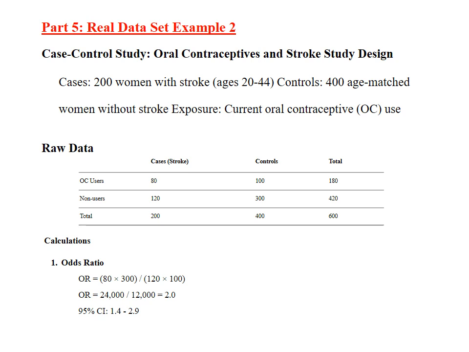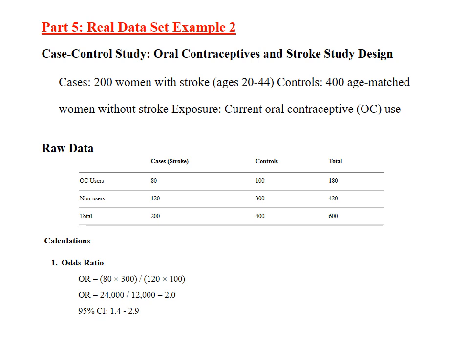Example number 2. In a case-control study, oral contraceptives and stroke. Study design: the cases are 200 women with stroke, aged between 20 and 44, and the controls are 400 age-matched women without stroke. Exposure is current oral contraceptive use. This is the raw data for controls and also the cases of stroke.